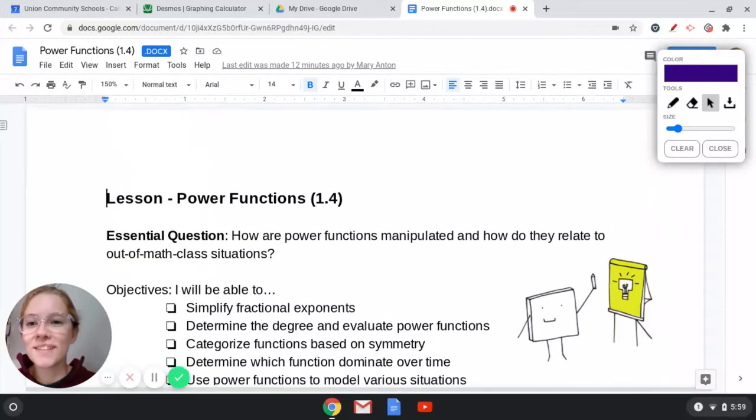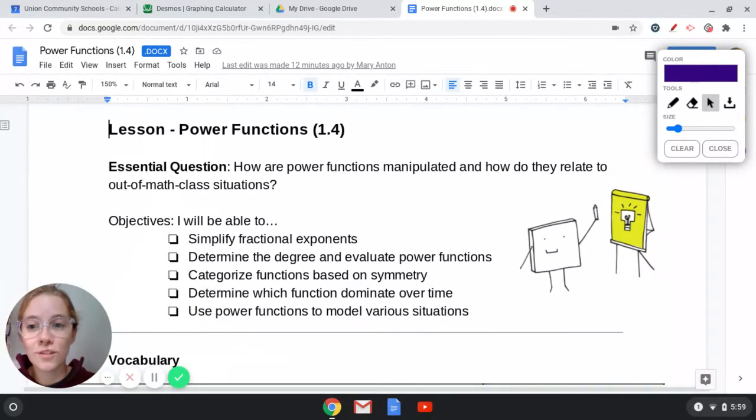Hello everyone. In this section, we're going to learn about power functions. We're going to talk about what they are, how they're manipulated, which is going to lead into talking about different kinds of exponents, like what are fractional exponents, what are negative exponents. We're going to talk about categorizing functions as even or odd, what that means, how we know what is what.